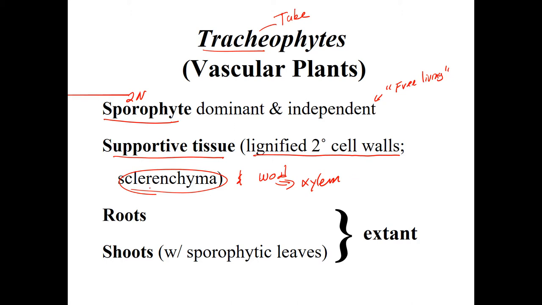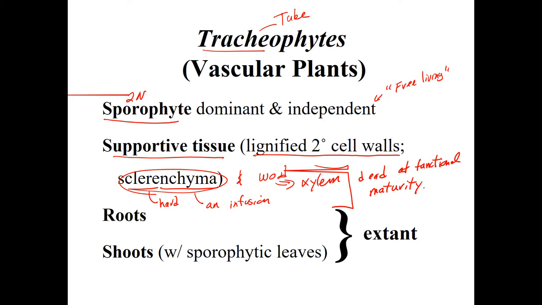Let's go back to sclerenchyma. Sclera means hard, and enchyma means an infusion. So all of these cells, the sclerenchyma and the xylem, are dead at functional maturity. So when the cells are functioning, they have died. The extant vascular plants have roots and shoots. We've seen some of those already in the terminology lab. Some of the non-extant plants, the extinct plants, do not have roots.